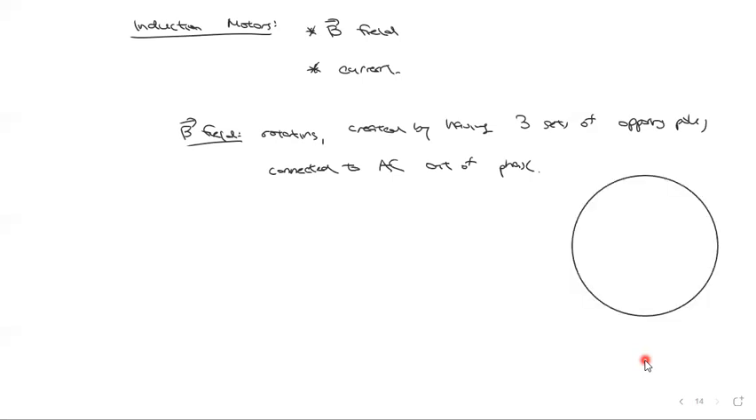sets. You'll have set 1, let's do that in green. You've got set 2, let's do that in blue. You've got set 3, let's do that in red. And you turn them on and off at different times. Because you turn them on and off at different times, you'll get a rotating magnetic field. So you can imagine if only red was on, it would go in this direction. If only green was on, it would go in this direction. If only blue was on, it would go in this direction.